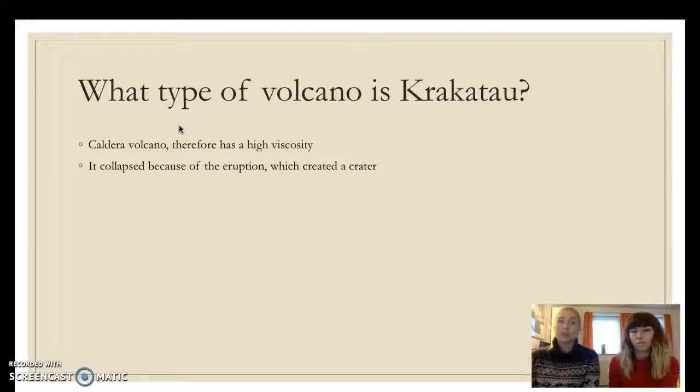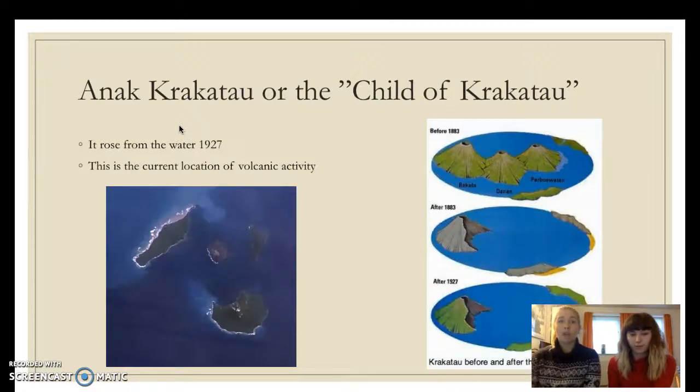What type of volcano is Krakatau? Krakatau is a caldera volcano, and therefore it has a high viscosity, and it collapsed because of the eruption, which created a crater. Anak Krakatau, or the Child of Krakatau, rose from the water in 1927 after a few smaller eruptions.